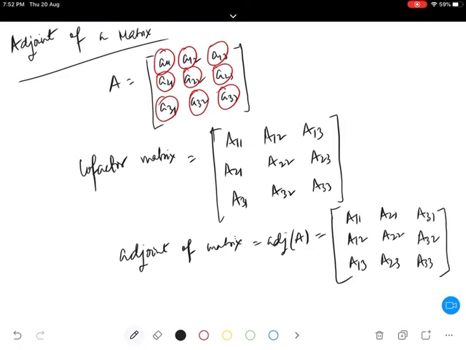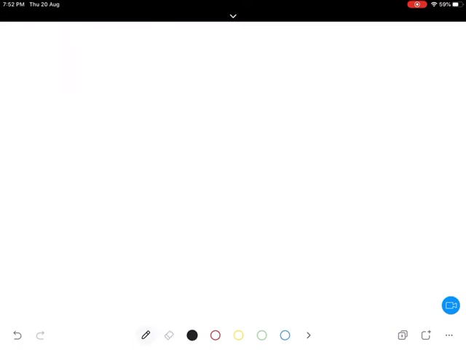So what is the adjoint? My first step will be to find the cofactor matrix. Then after finding it, I will transpose that matrix. And whatever matrix we get after doing the transpose is known as the adjoint of the matrix. Am I clear? So let's do one problem, then we'll get the idea of what an adjoint is.